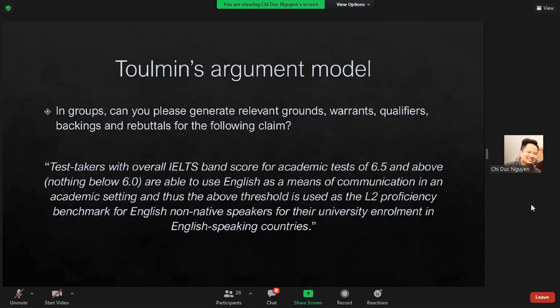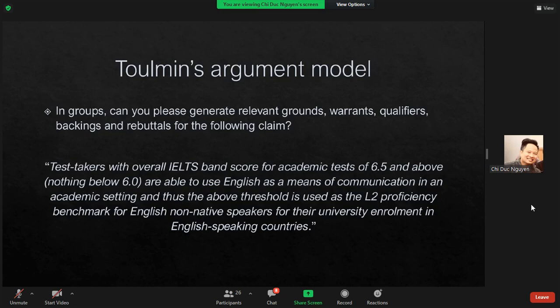Okay, so is this enough? Or otherwise, do we need to have some kind of warrant as well? What is going to be the connection between the grounds and the claim? What is going to be some kind of underlying assumption that makes this kind of evidence very useful to justify the claim above? What might be the assumption over here?